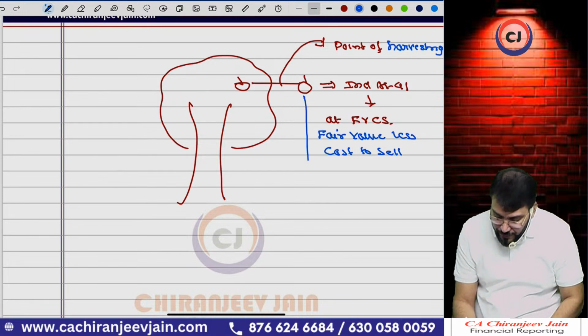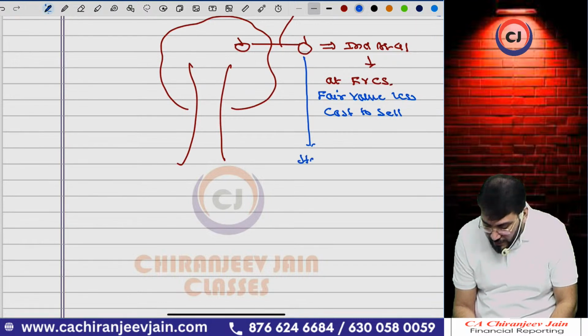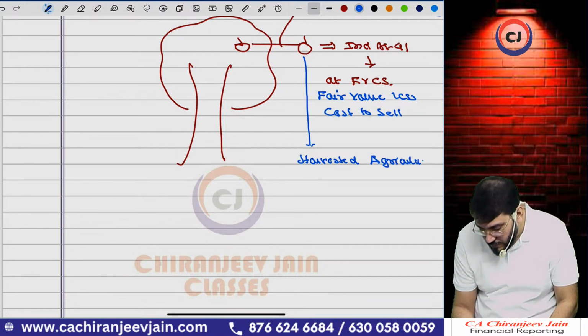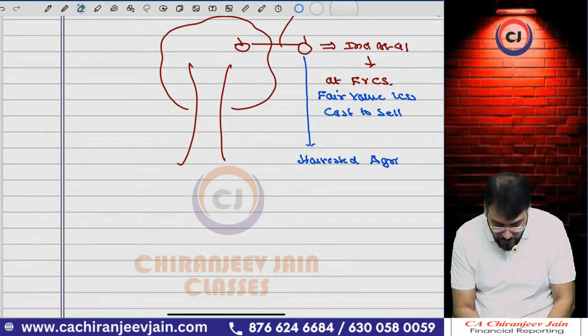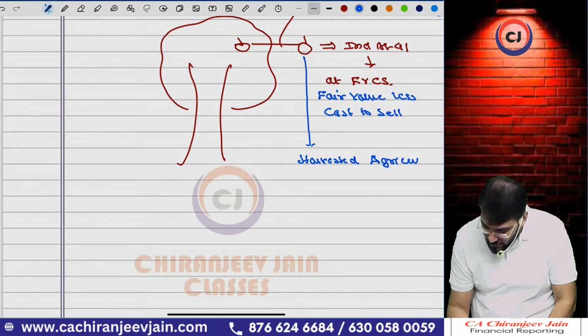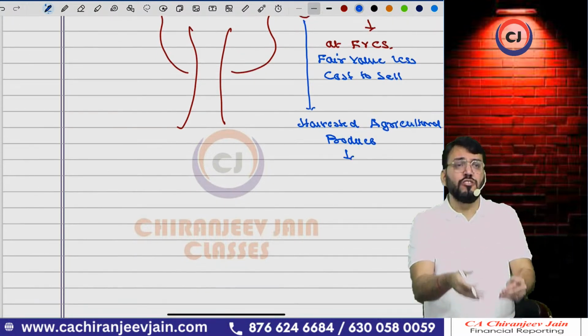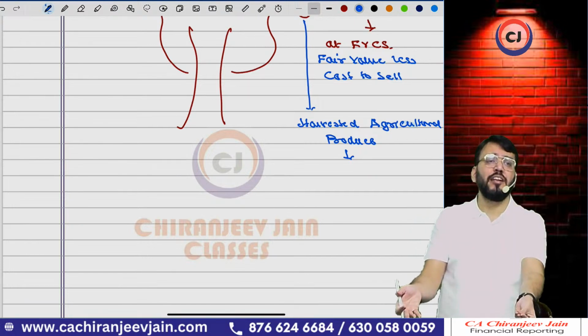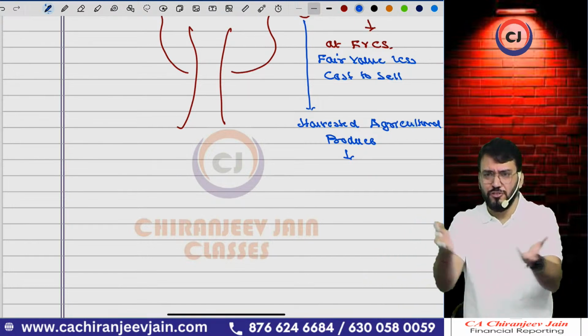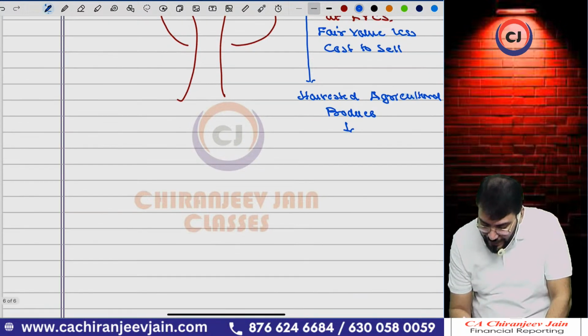And once harvested, it becomes harvested agricultural produce. So this will become inventory, because this will be either held for sale in the ordinary course of business or held for consumption. So either it will be raw material or it will be finished goods, stock in trade. Correct now. So this will be inventory.